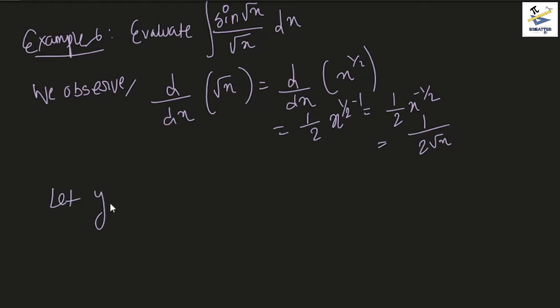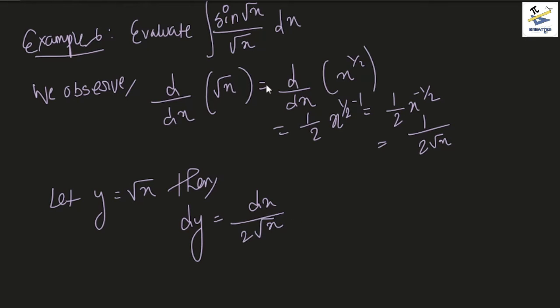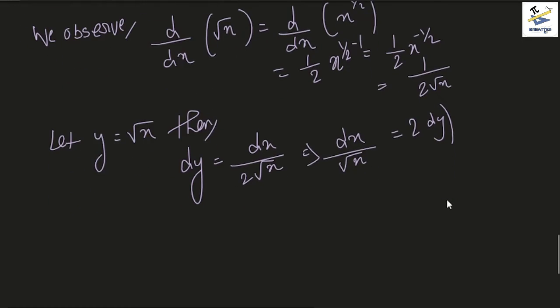Let y equal root x, then dy should be equal to dx by 2 root x, right? But we see dx by root x is also present, so what we get from this equation is dx by root x should be equal to 2 dy, and we can absolutely put this to get the integral as I equals integral of sine y, because root x is y, into 2 dy.